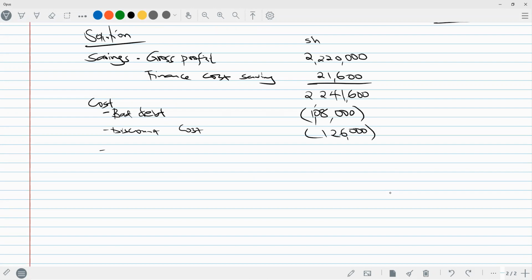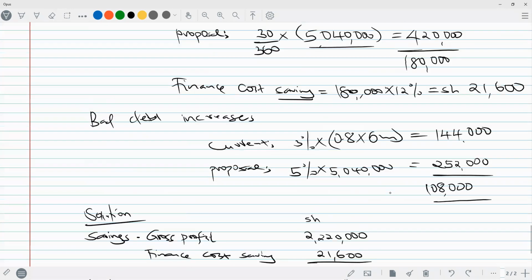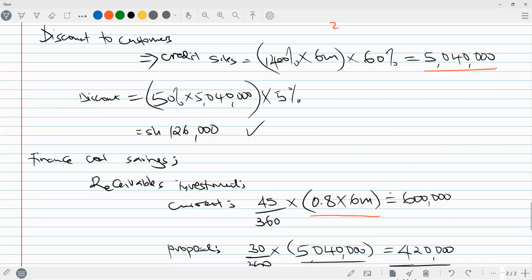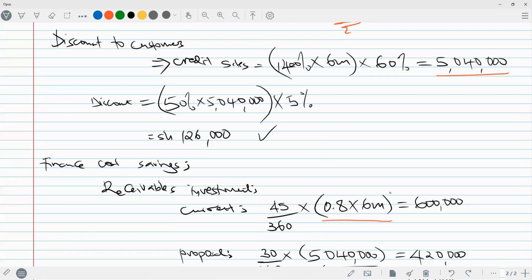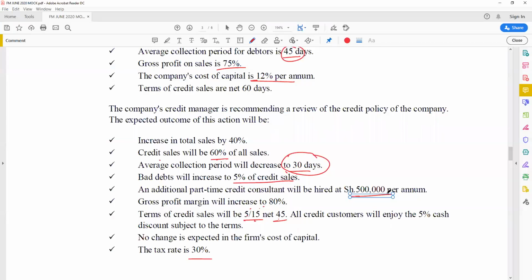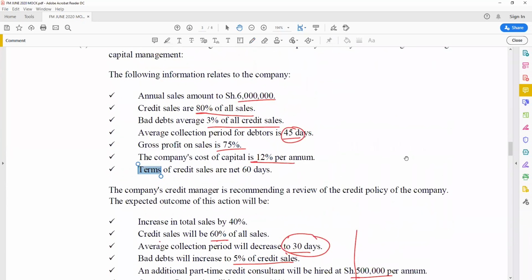We also have the salary to the consultant. Let me just call it consultant fee, which is equal to $500,000. Anything else we might be missing? Budget expense, finance costs, discount to customers. Let me just go back. I don't think there's anything else that we are missing here. Okay, I guess we are more or less done.